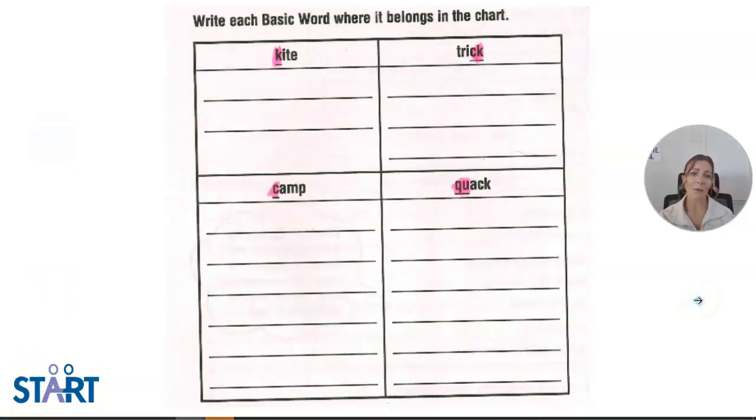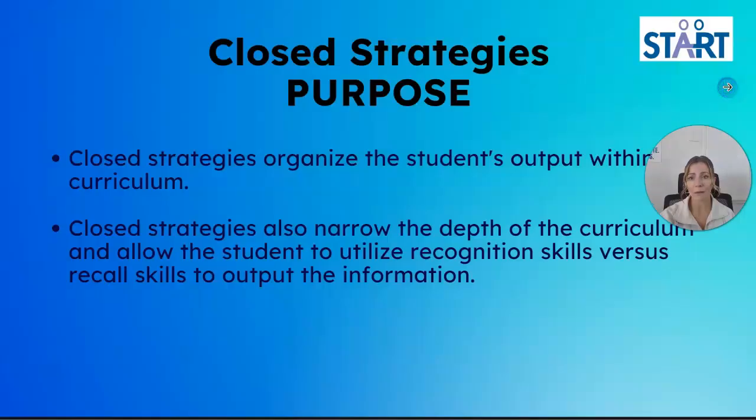So here's another example. Write each basic word where it belongs in the chart. So in this example, the teacher or the paraprofessional, all he or she did was just highlight different parts of those words, right? To give that student a little bit of a leg up. They were underlined already, but that might not be enough for some of our students. They might need that color or that little block to give them more visual organization support.